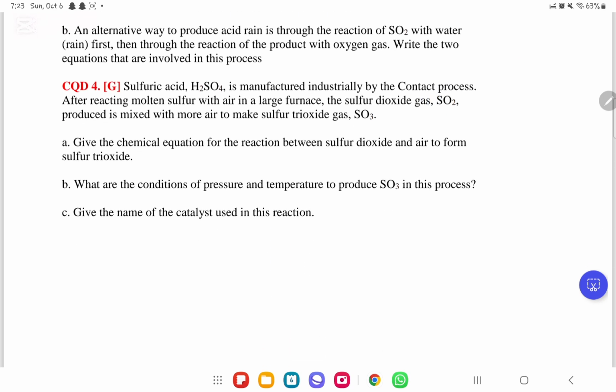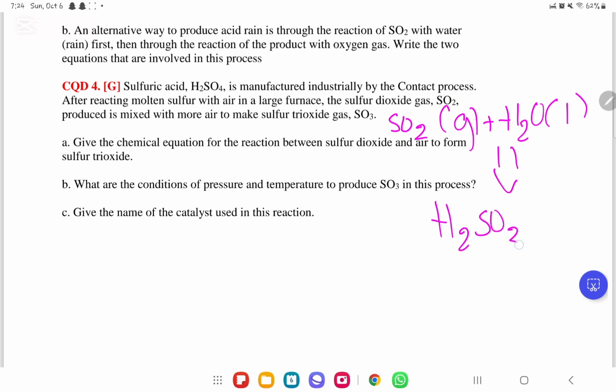Now, an alternative way to produce acid rain is through the reaction of SO2 with water, rain first, then through the reaction of the product with oxygen gas. These are the two equations involved in this reaction. So we said SO2 with water. So it's going to be SO2 gas plus H2O liquid will give us H2SO3. H2SO3 is a solution between gas and liquid, so I think aqueous.